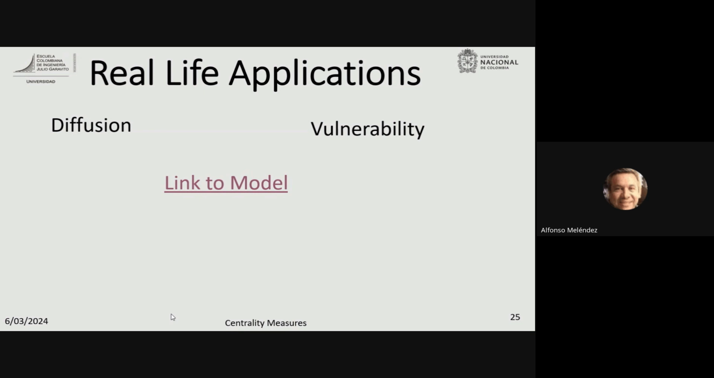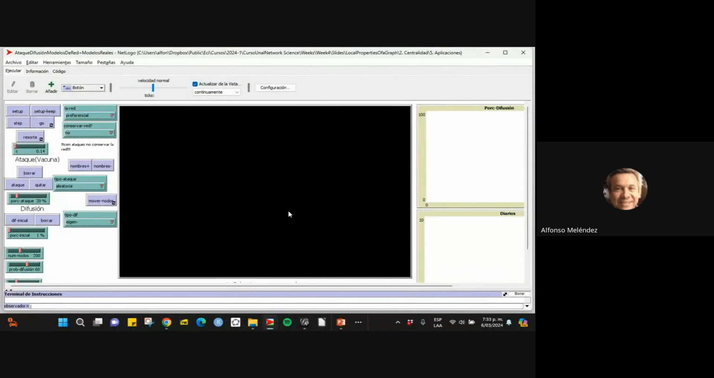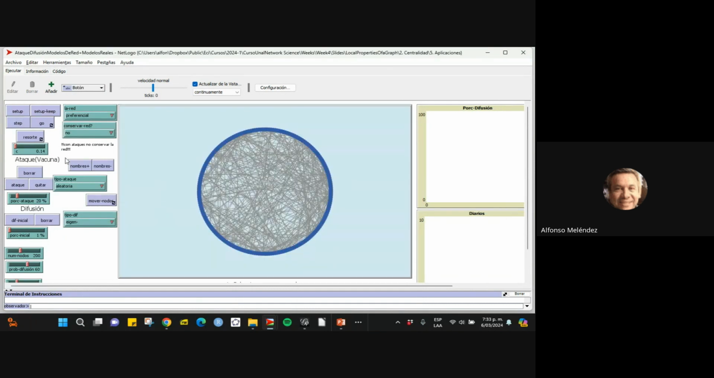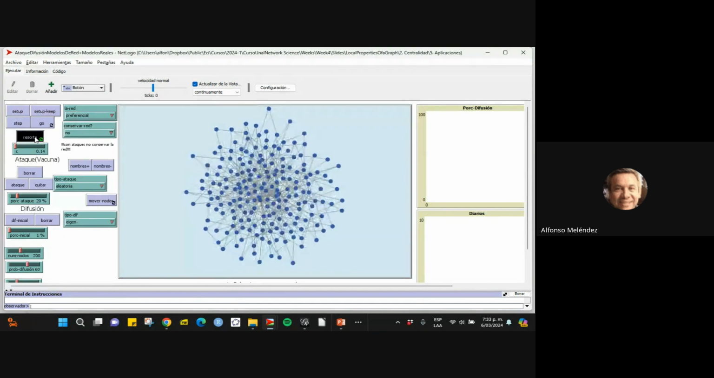Okay, let me show you another application of these centrality measures, and then we're going to pause for the 10-minute break. I'm going to show the application of these centrality measures to diffusion and to vulnerability of networks. Are you seeing my screen? Yes, we are. Okay, I'm going to put here a network. Okay, this network.